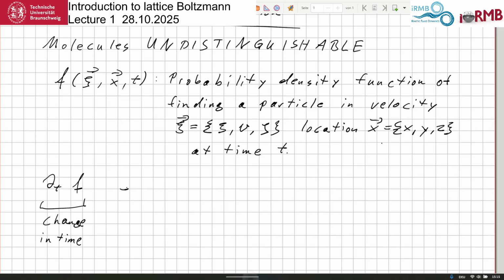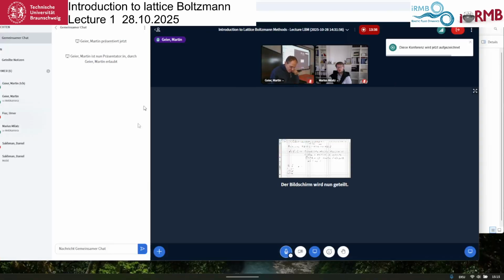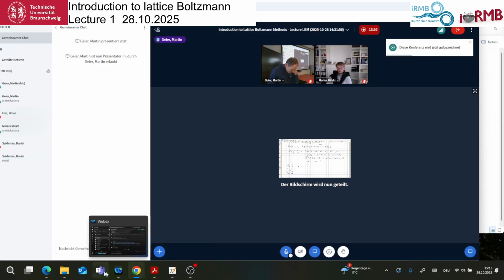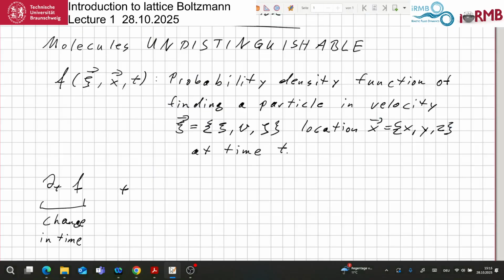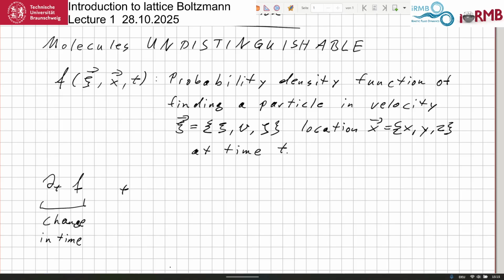Then comes, I have a problem with this Windows 11 because it does not allow me to put this bar somewhere else. I heard that there is a hack to do this. I will find this out.